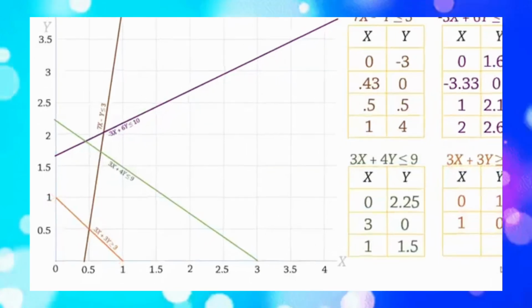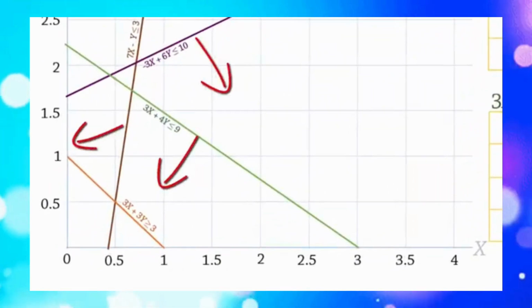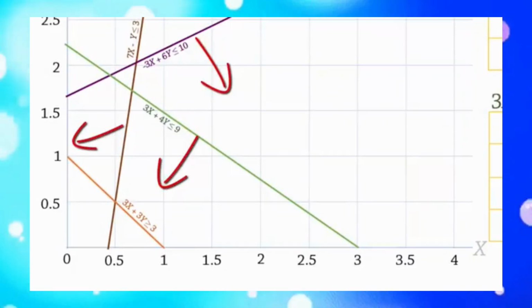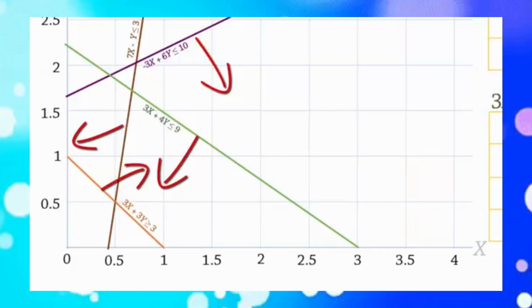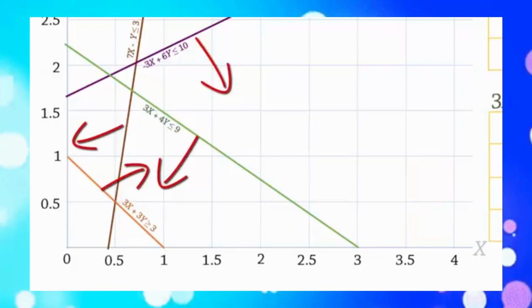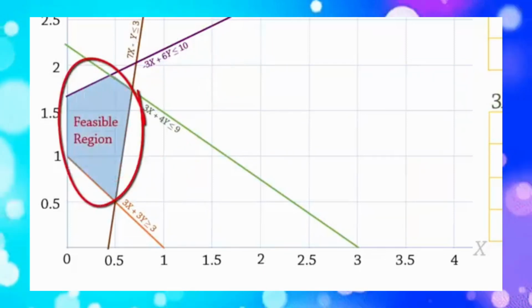Now, the first 3 constraints are less than constraints and are satisfied in the direction of the origin. The last constraint is a greater than constraint satisfied in this direction away from the origin. The directions of the arrows show that the feasible region is this shaded area in blue.